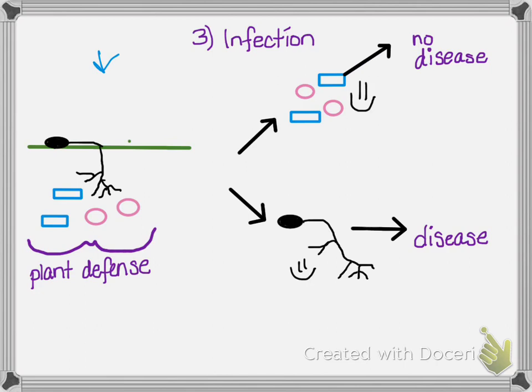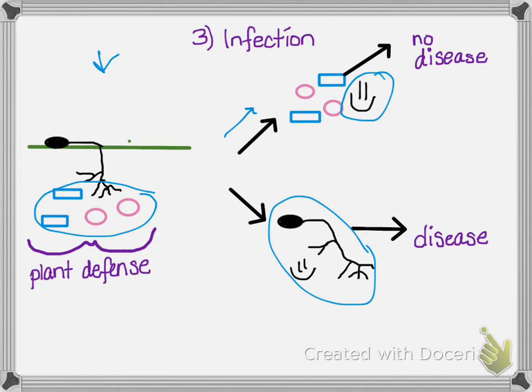So we have 2 options here, and this is just an example with a fungus, but the same can occur with viruses, bacteria, and nematodes. So if the plant defense wins, and the plant defense is represented here by these little circles and squares, we're going to follow this pathway, then we have no disease, and the plant wins and is very happy. However, if the plant defense system loses, then the fungus successfully infects the plant, and the fungus is happy, and we get disease.